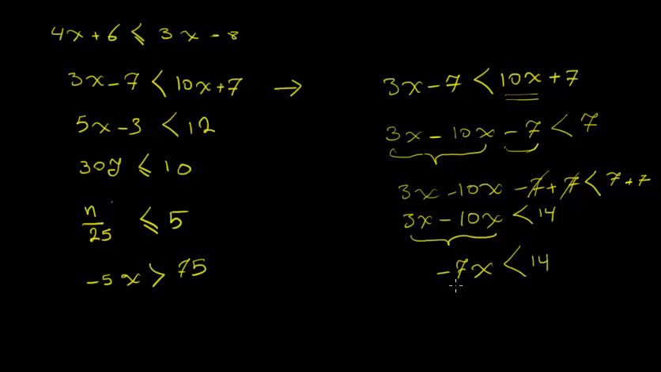Now, right now, this x is multiplied by minus 7, so we divide both sides by minus 7. Since we are dividing by a negative number, the sign needs to be swapped. So we'll have x is greater than minus 2. And we are done.